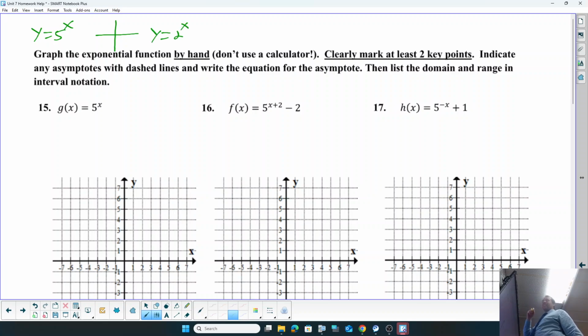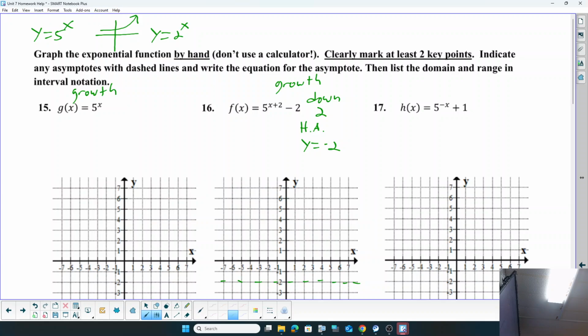Whatever your base is, if your a value is greater than 1, basically not a fraction, then it'll be something like this. Exponential growth. This one would be growth because that's 5 to the x power. This one would still be growth, but you are shifted down, so you'd say your horizontal asymptote is y equals -2. That would be down here, at -2.